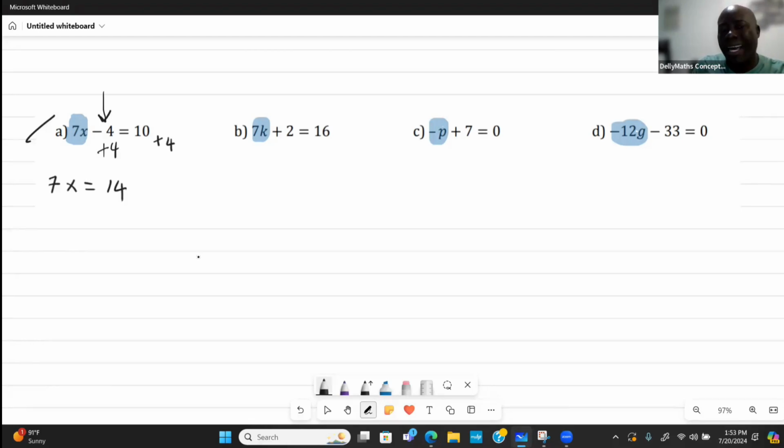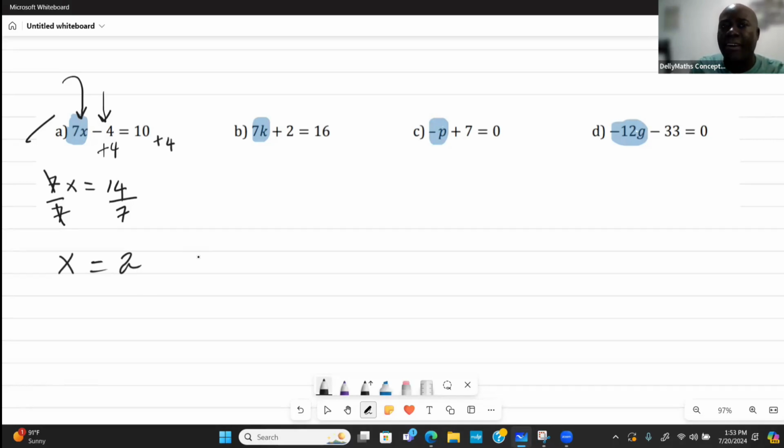Now, 7 is multiplying to x, so I'm going to have to divide. So this is the inverse operation. But whatever you do to one side, you do it to the other side. You divide by 7 as well. Let us simplify. 7 cancels 7. So I'm left with x on the left side. 14 divided by 7, that is 2. What this is suggesting is that if I substitute 2 here, 7 times 2 is 14, minus 4 is 10. Right? Let's take a look at the B.